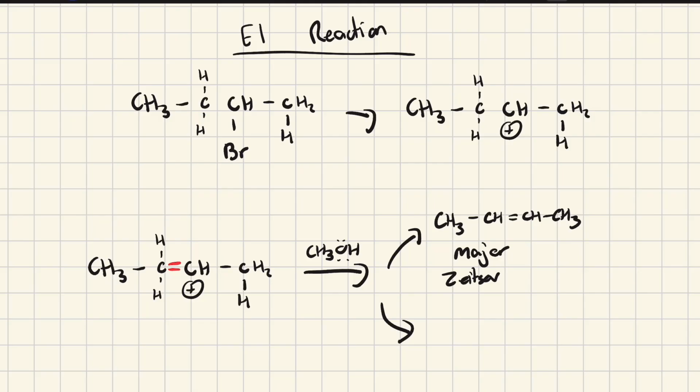Our other product will form just in much smaller quantities. So this is going to be our minor product, and that's CH3, CH2, CH with a double bond onto the terminal carbon. This is going to be our minor product, or what's called our Hofmann product.